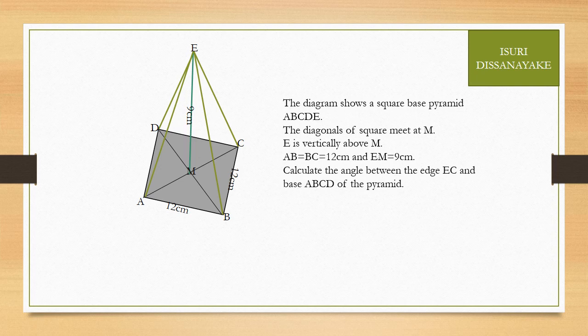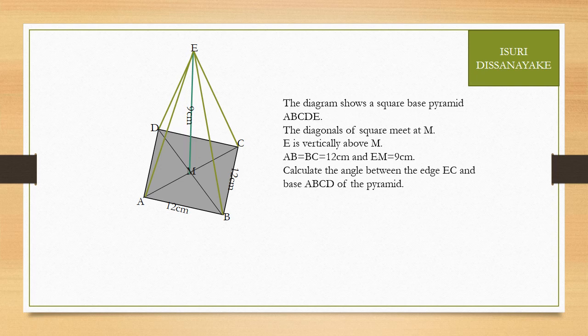E is vertically above M. AB is equal to BC, which is 12 centimeters, and EM equals 9 centimeters. Calculate the angle between the edge EC and the base ABCD. So EC is the edge, and they want you to calculate this angle with the square base.